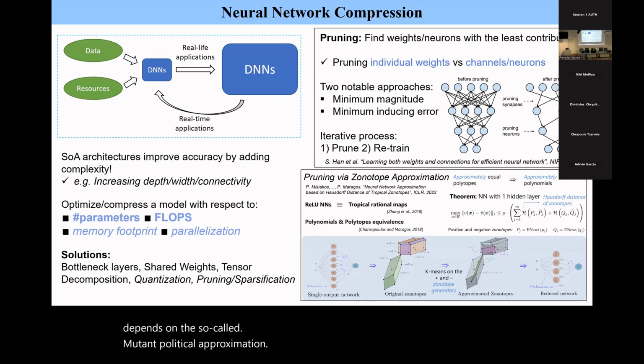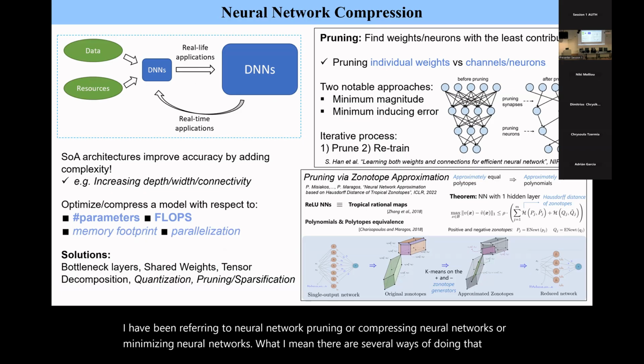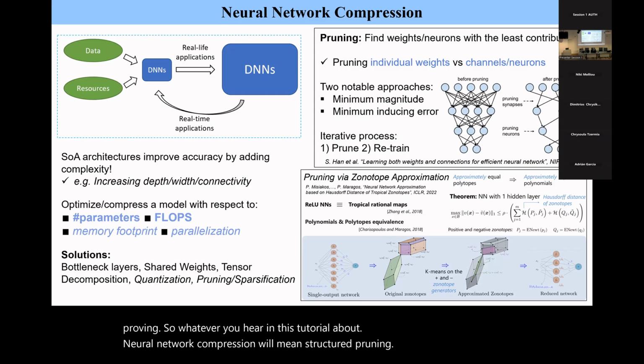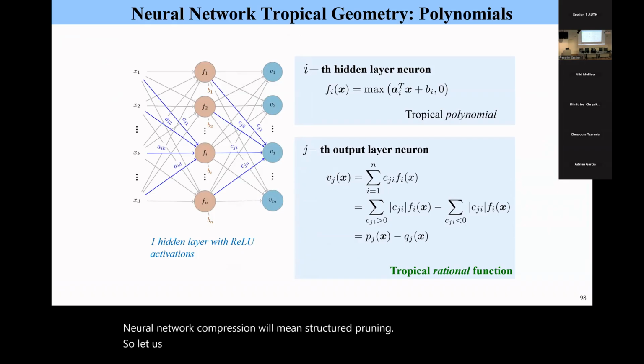I have been referring to neural network pruning or compressing neural networks or minimizing neural networks. There are several ways of doing that, but what I mean here is structured pruning. So we do not just eliminate individual weights, we eliminate whole neurons or whole channels. So this is called structured pruning. Whatever you hear in this tutorial about neural network compression will mean structured pruning. So let us see how we can achieve that by exploiting the tropical geometry of the neural network.